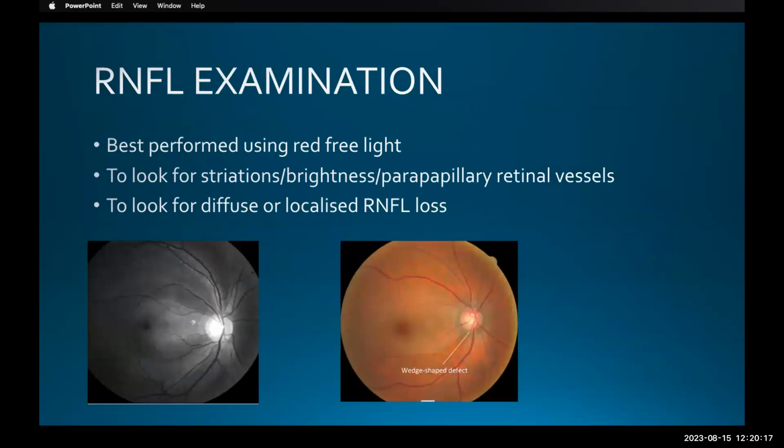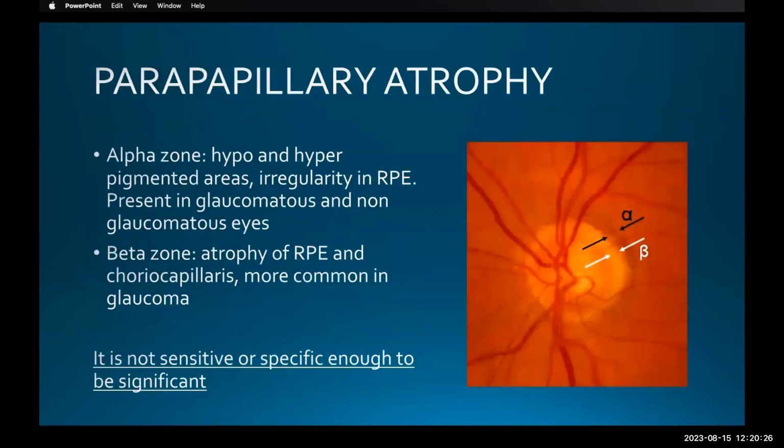We also do RNFL examination using the red-free light. We look for striations and parapapillary retinal vessels. In the first image, we can see the striations. In the second image, we can see the RNFL wedge defect.